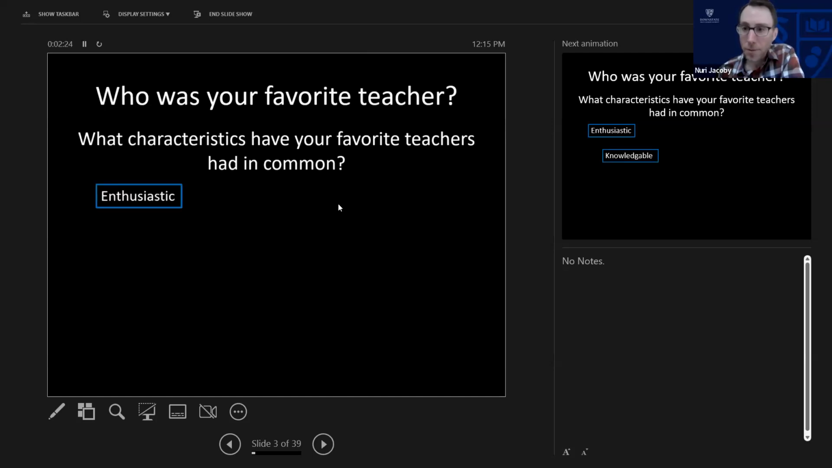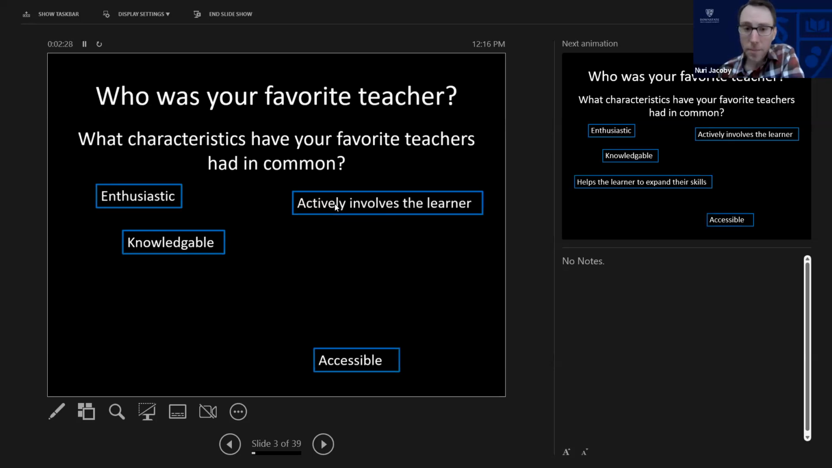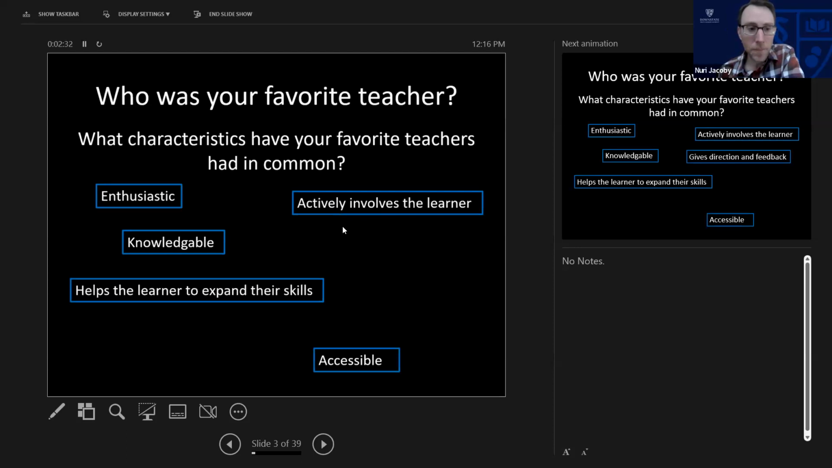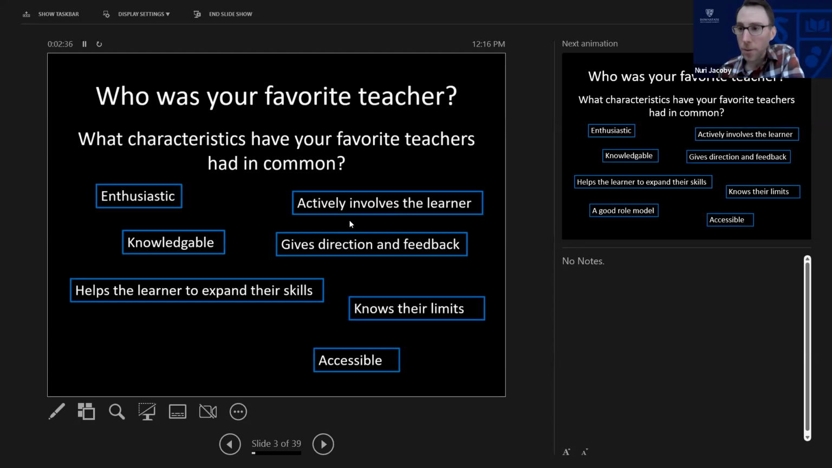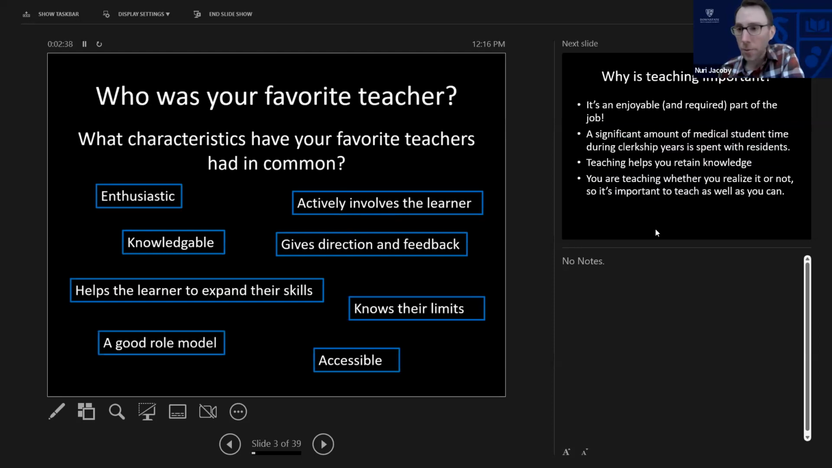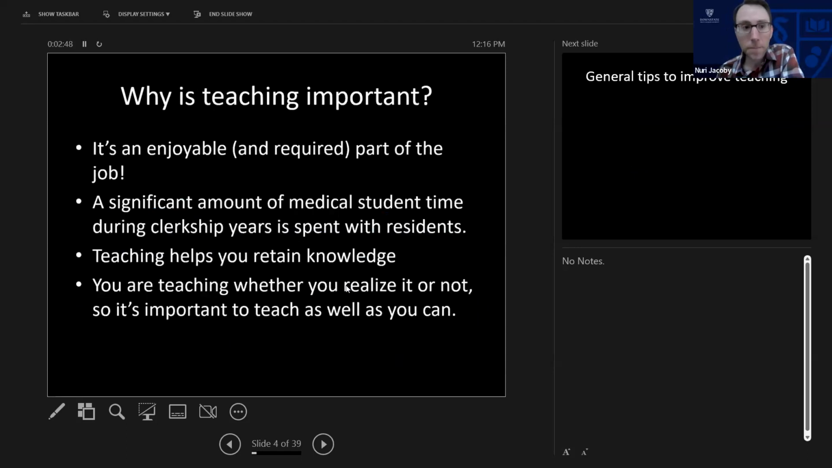Absolutely. So they're knowledgeable, they're enthusiastic, they're accessible, as Liz mentioned. They actively involve the learner, as Dylan mentioned. They help the learner expand their skills. They give direction and feedback. They know their limits, which was mentioned, and they're a good role model, right? So these are all things that we should try to do as teachers. It's always great to think about how to be a good teacher, because you can all think of who have been good teachers in your life.